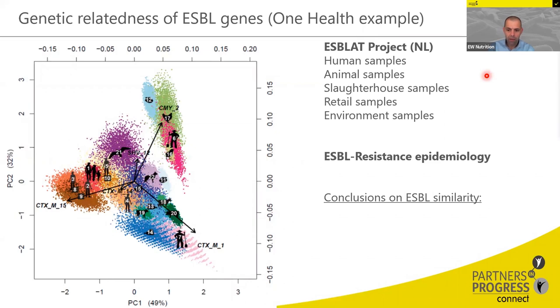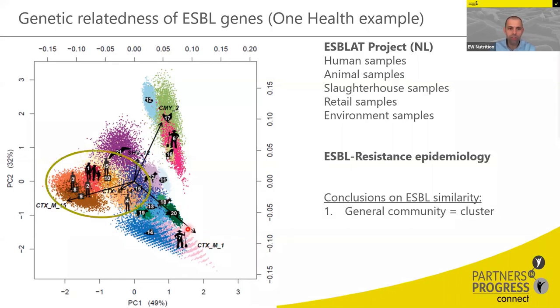The resistance genes present differ slightly in terms of their genetic makeup. And nowadays we can use sequencing and PCR technology to identify the different genes, allowing for a comparison based on genetic relatedness. So each dot here in this graph represents a sample in which a particular ESBL gene was detected. Different colors represent different sample types. The dots that are close to each other have identical or highly similar gene makeup, which suggests that they are exchanging resistant bacteria and genes, and thereby form one pool of genetic material that is being exchanged.